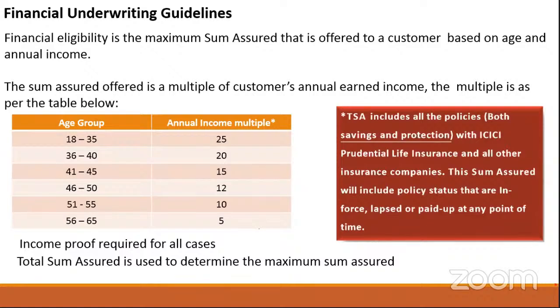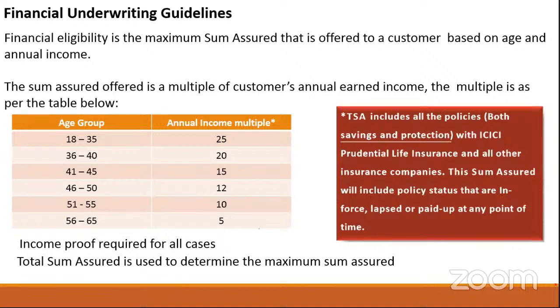So for 18 to 35, the annual income multiplier is 25. So if a graduate person has an income of 5 lakhs, I have already discussed this in the last session. If the income is, let's suppose, 10 lakh and the age of the customer is 30 years, the financial eligibility is 25 times. So he can take a coverage of 2.5 CR. But again, if he goes for 2.5 CR, we have to check whether he is eligible for telemedical or not as per the previous grade. So accordingly, we can advise.